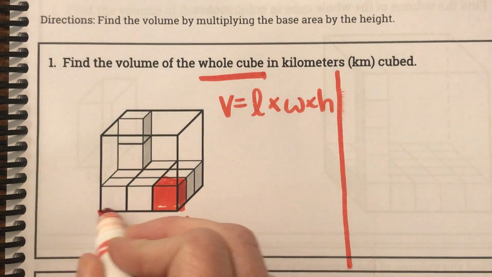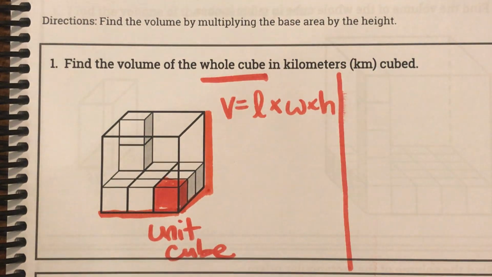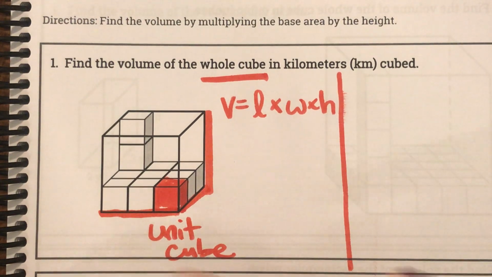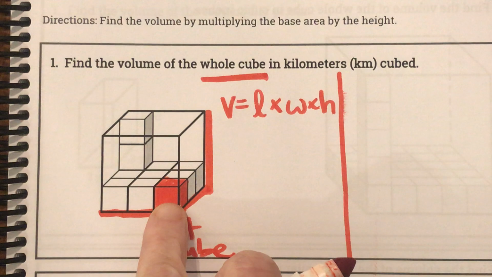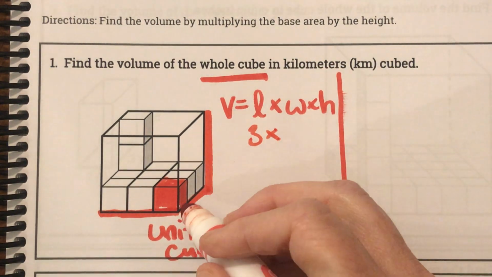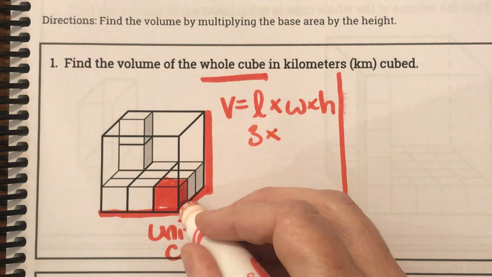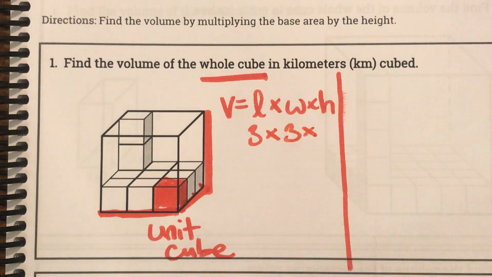So this is my length probably, my width, and my height is my straight up and down. So if I look at my length, how many cubes long is it? 1, 2, 3. Okay, if I look at my width, I see 1, 2, 3 also. Okay, this is the tricky one, my height. I want you to think for a minute, how high do you think it is?